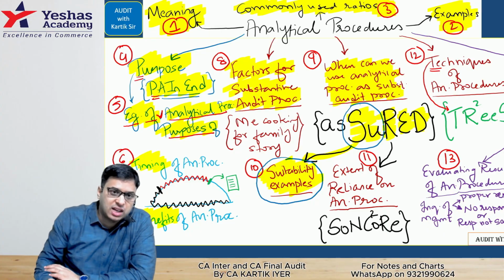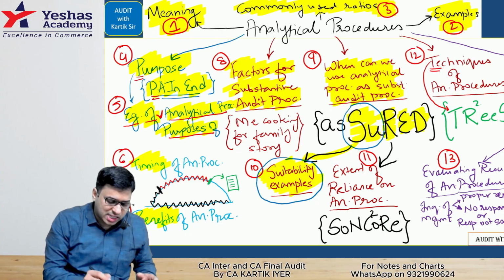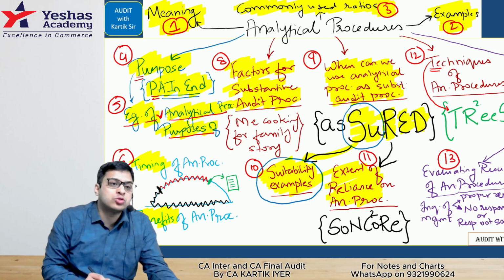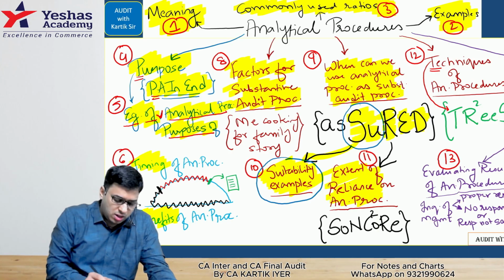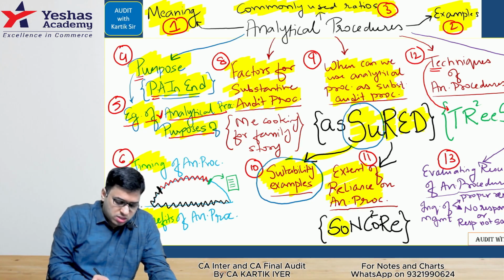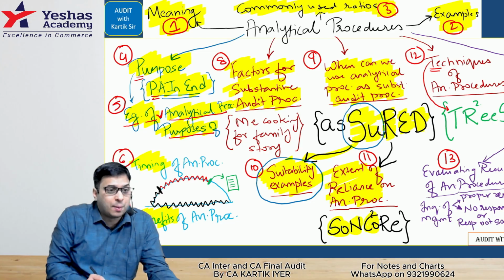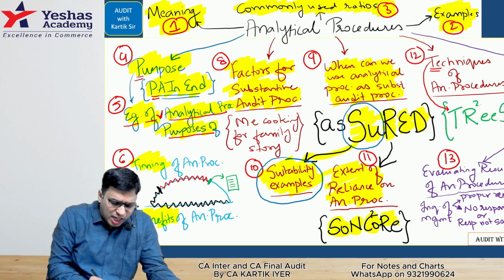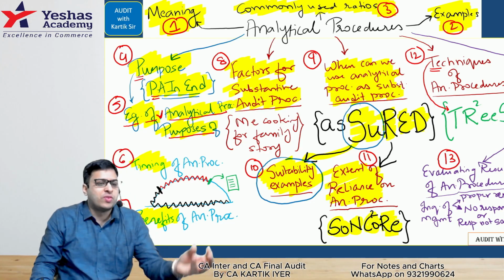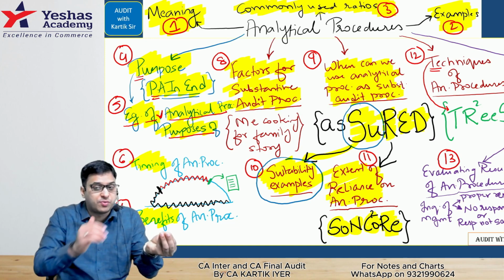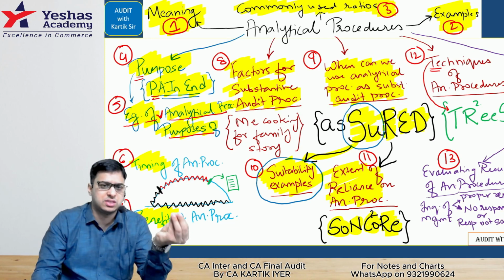Let's go to the next area, that is reliability. What is the extent of reliance on analytical procedures? We have done something called SON core. Very simple question. Source, nature, control over preparation, comparability. And we have the last one that is called relevance. So where is the data coming from? Source. That will affect how much I rely on the analytical procedures.